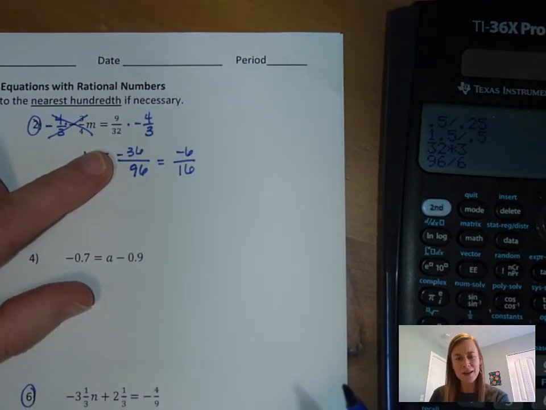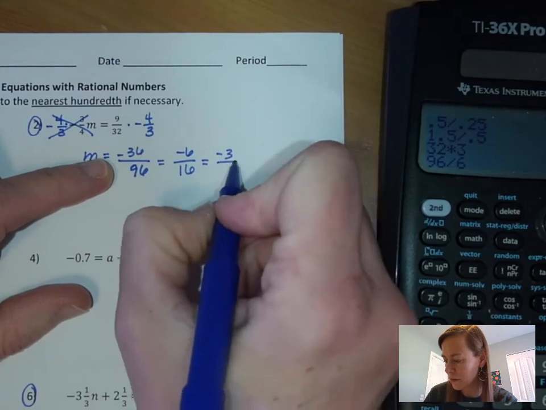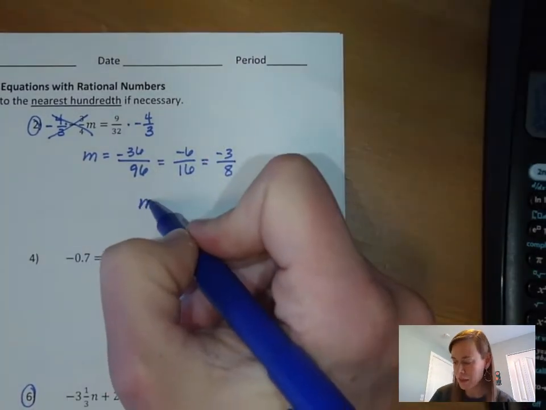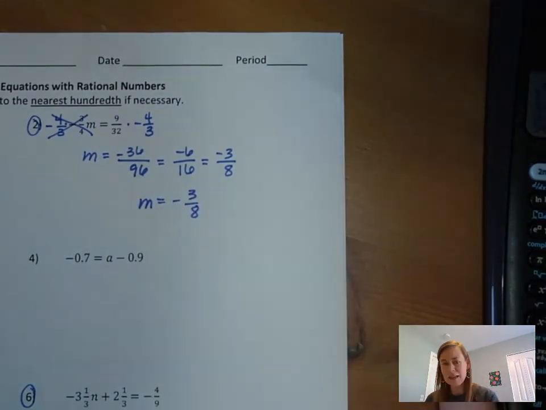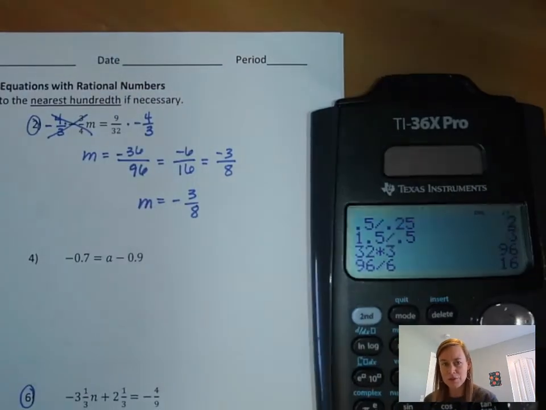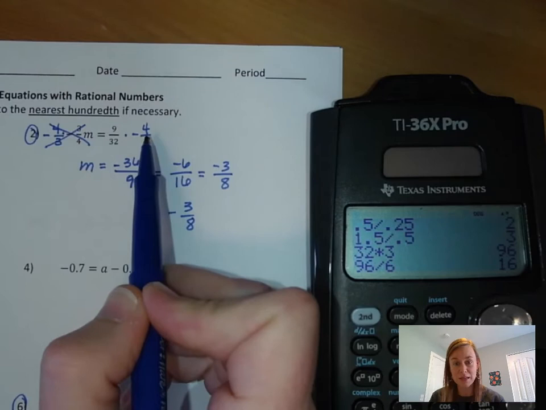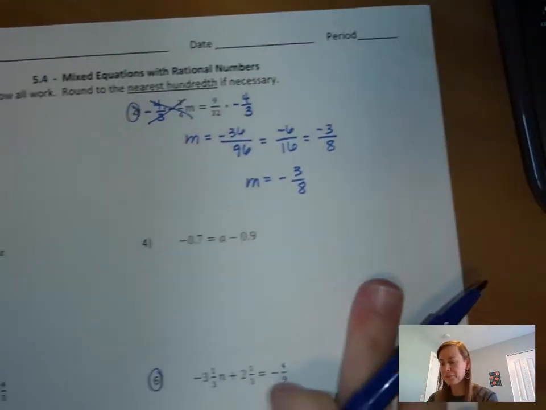Is that fully simplified? Not yet. Let's take them both and divide them in half. So negative 3 and 8. And now that is fully simplified. So our answer is going to be m equals negative 3/8. And at this point, your calculators are fair game. So if you would rather just enter these two fractions into your calculator, multiply them together that way, totally fine also. Let's go on to number 3.